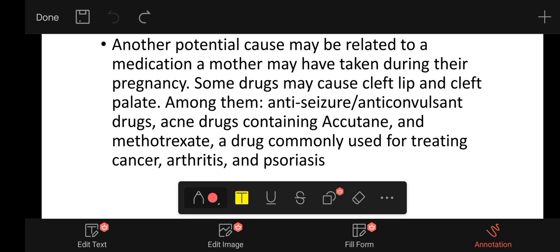So among these anti-seizure drugs, you have Accutane, you have methotrexate, you have the drugs commonly used for treating cancer, arthritis, and psoriasis.